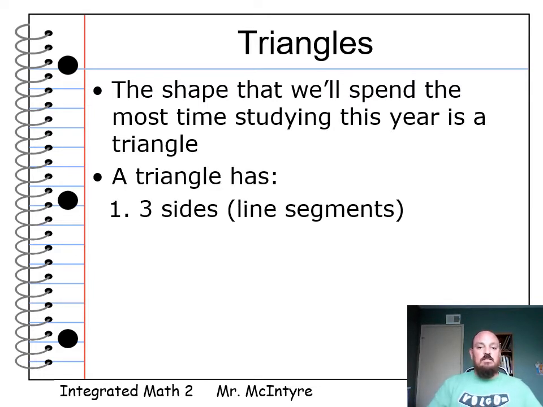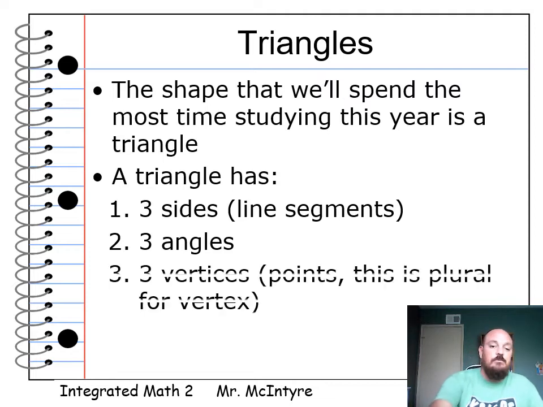Now every triangle has three sides. I think we all knew that. That's kind of the definition of a triangle. And each side is a line segment, which is one of our vocab words from last week. Now a triangle also has three angles. That's actually where the name comes from. Tri means three, so triangle means three angles.